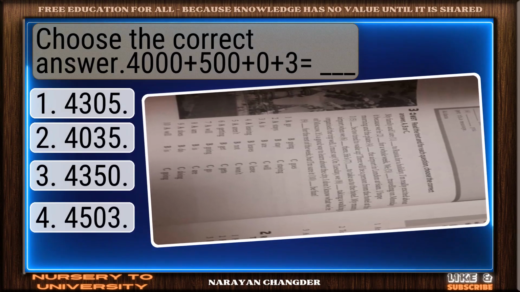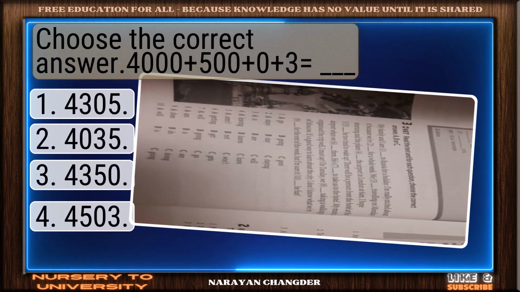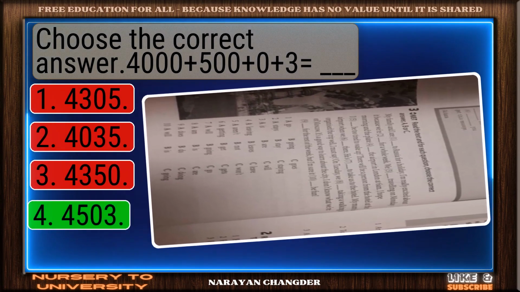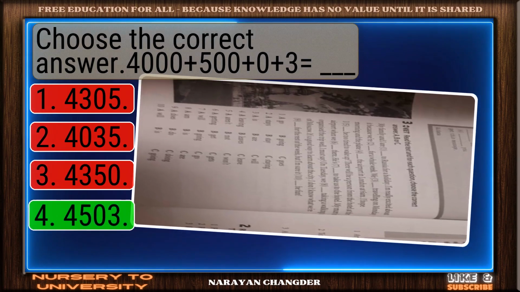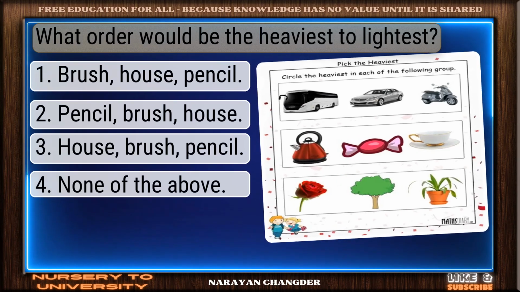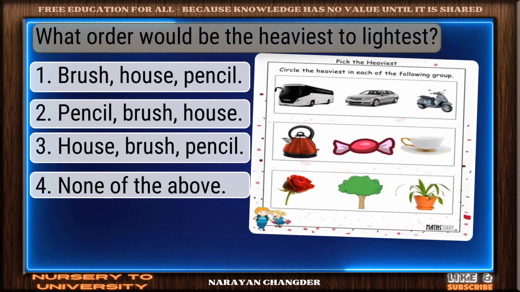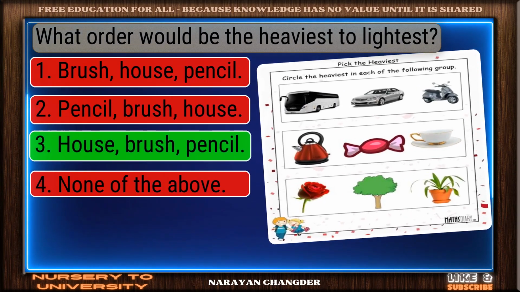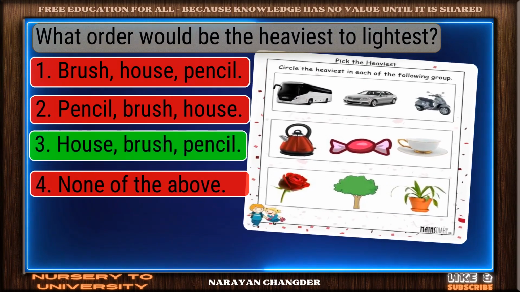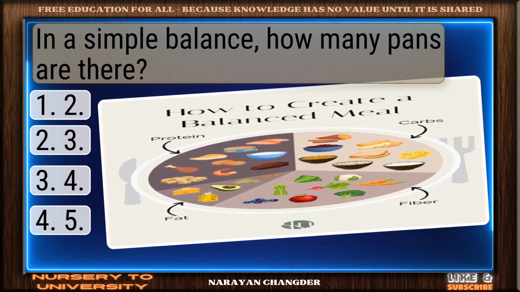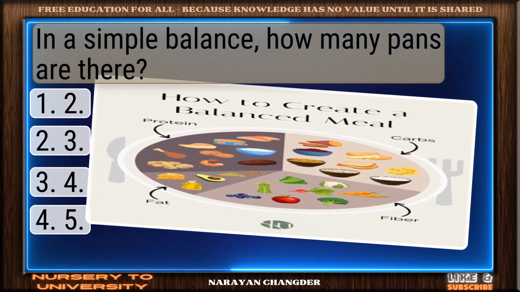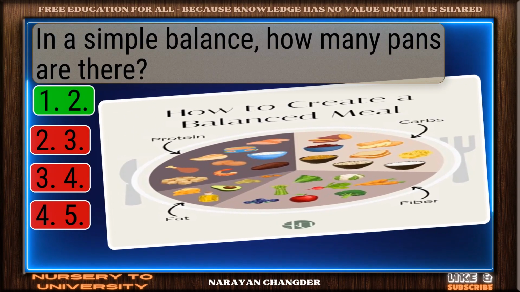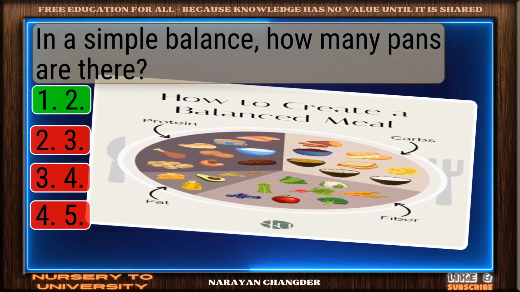Choose the correct answer. 4000 plus 500 plus 0 plus 3 equal to dash. Correct response. 4503 is the most accurate answer. What order would be the heaviest to lightest? Excellent. Rush, pencil is a brilliant choice. In a simple balance, how many pans are there? You're right. 2 is the correct answer.